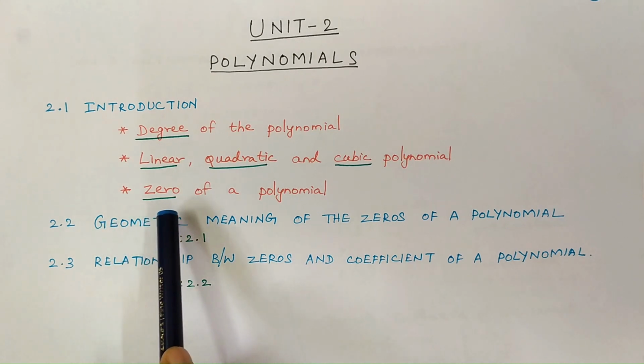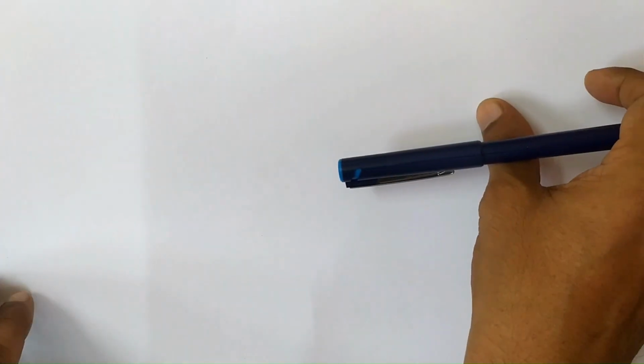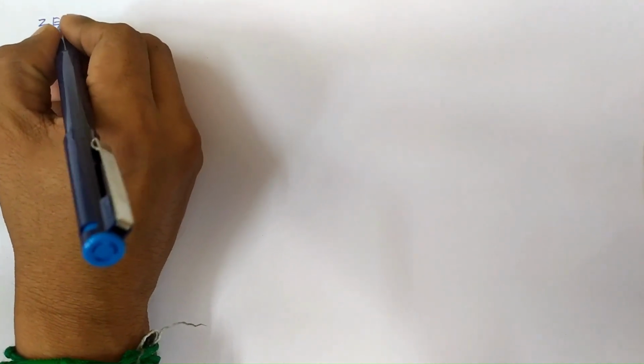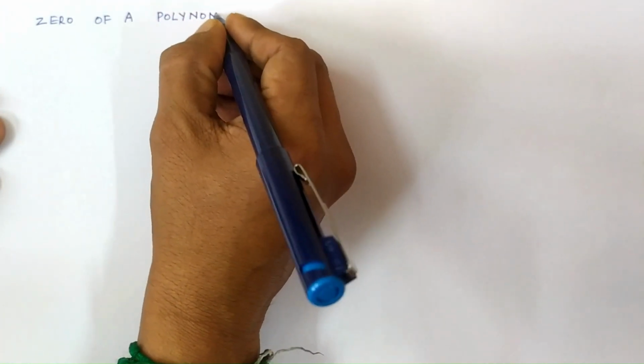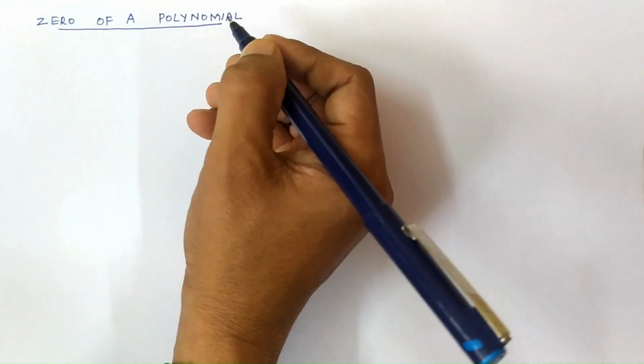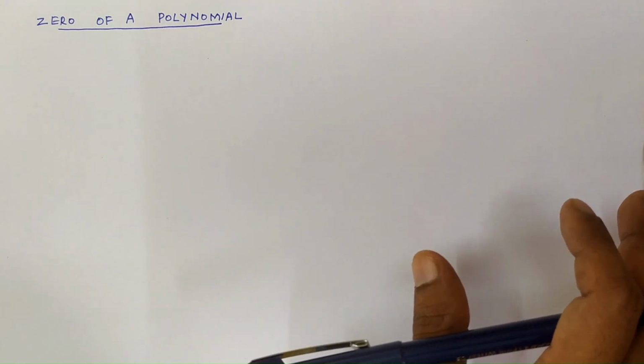Let us discuss the zero of a polynomial. Let us understand what is meant by a zero of a polynomial by considering an example.